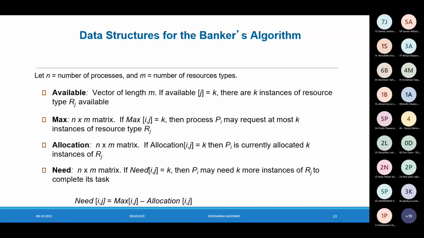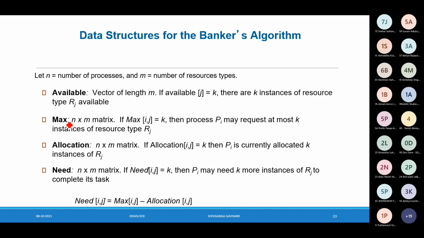So how many numbers will I have available? 4 numbers, if my resources are of 4 types. Okay, so like we can say it is a single dimensional array. Okay, then another data structure is max.